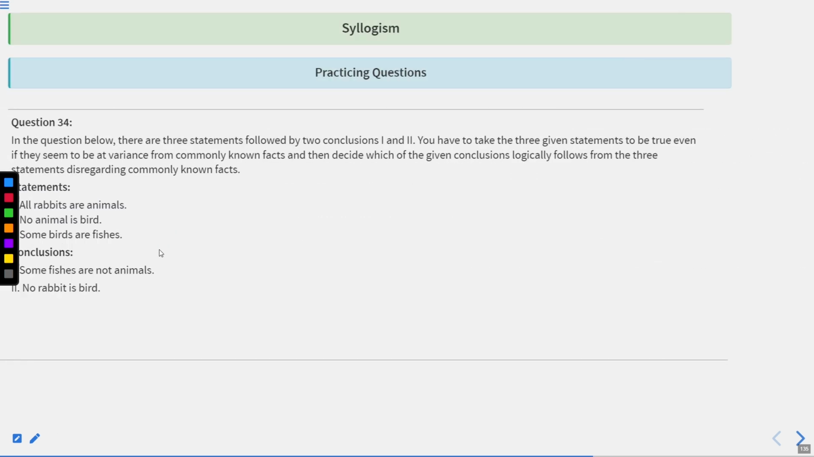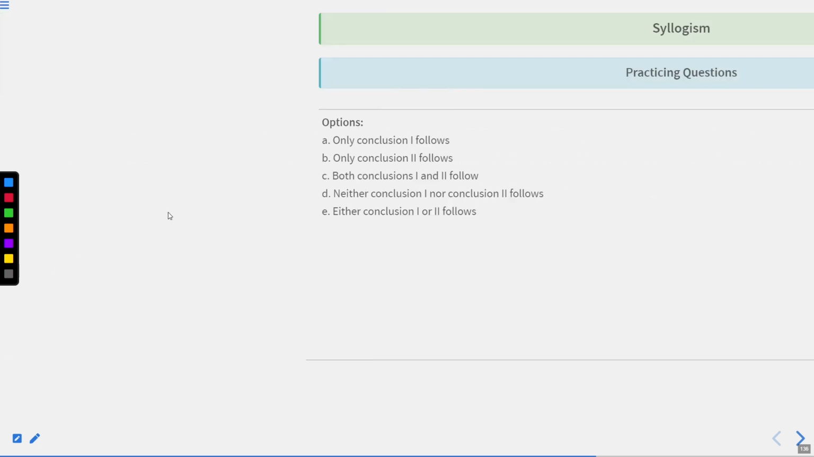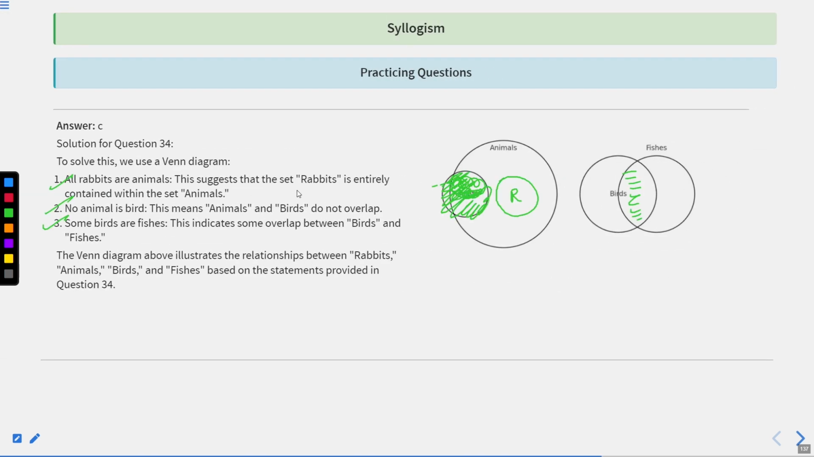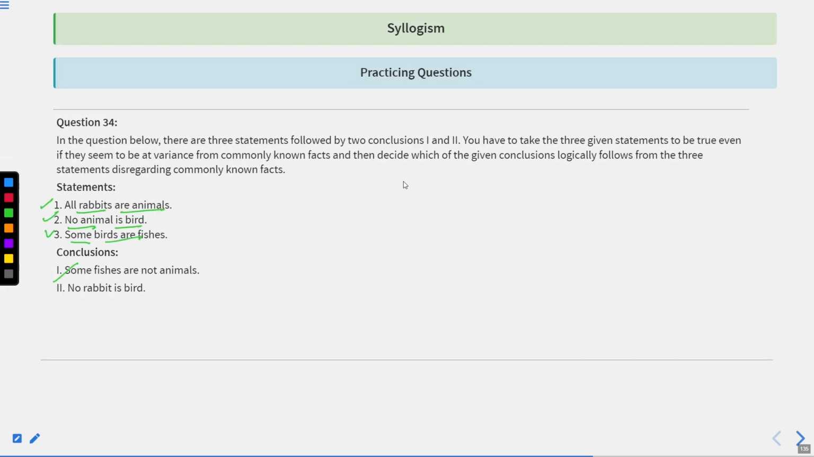Now let's try to figure out what the statement says. Some fishes are not animals. Some fishes are not animals. Obviously, there is no relation between fishes and animals. So the first statement is absolutely correct. There is no default whatsoever in regards to this.